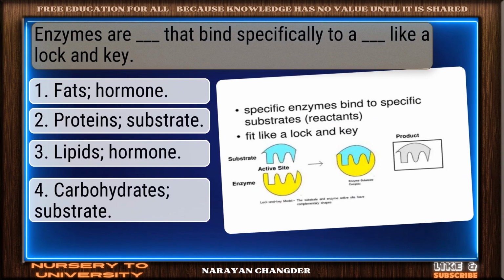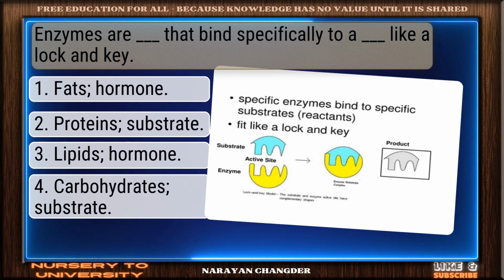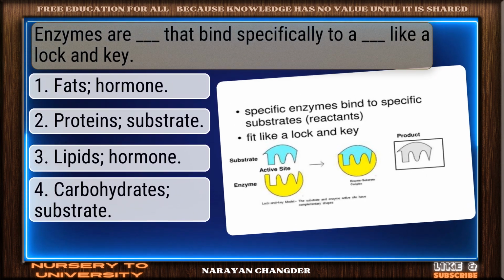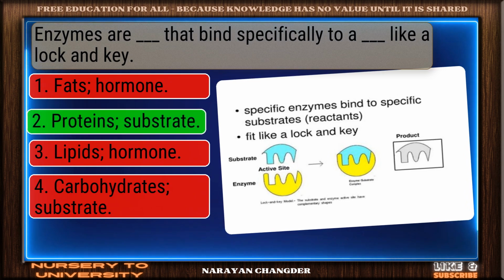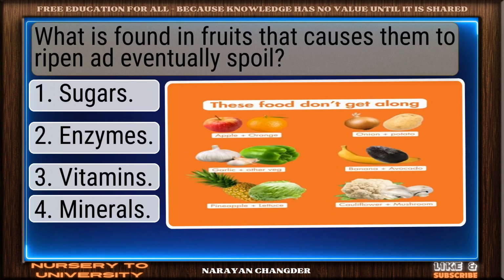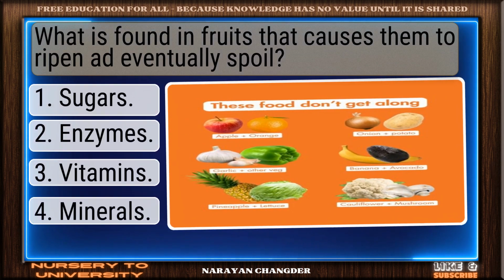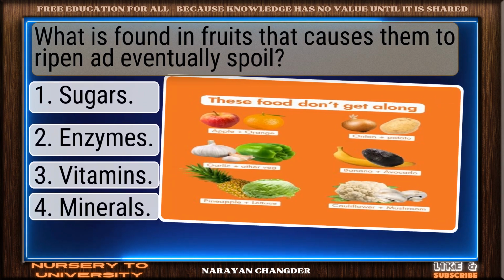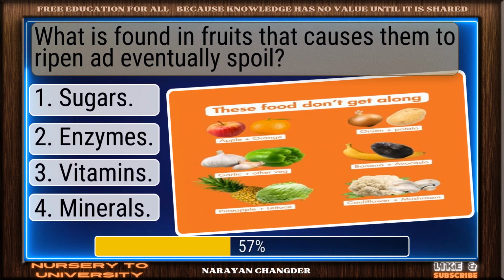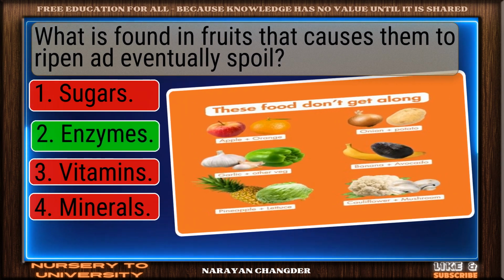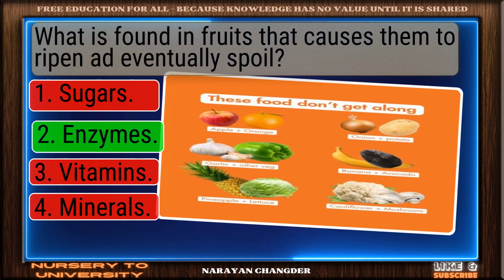Enzymes are dash that bind specifically to a dash, like a lock and key. Right choice. Proteins. Substrate is best. What is found in fruits that causes them to ripen and eventually spoil? Well reasoned. Enzymes is correct.